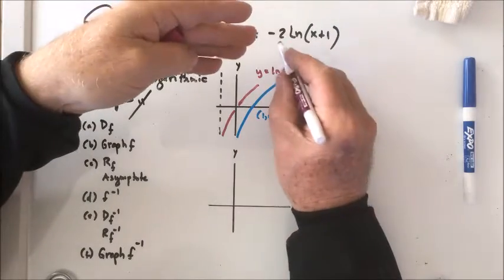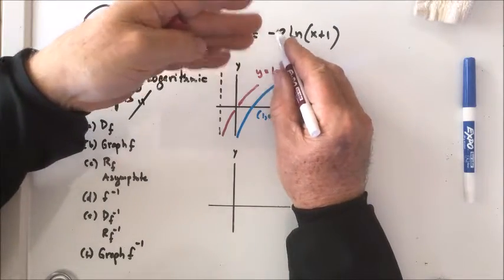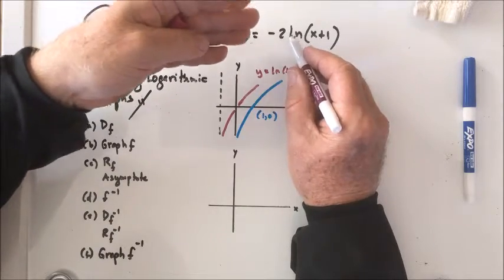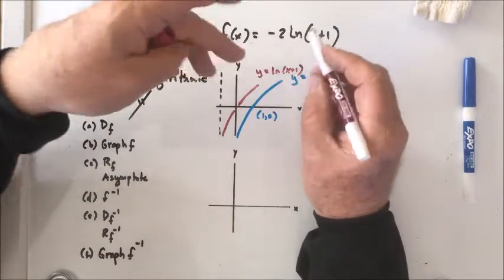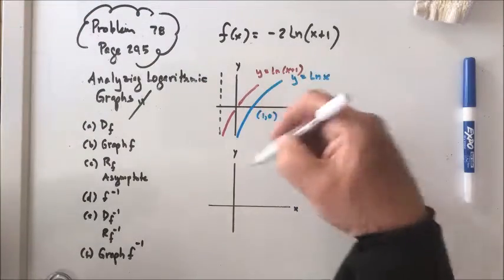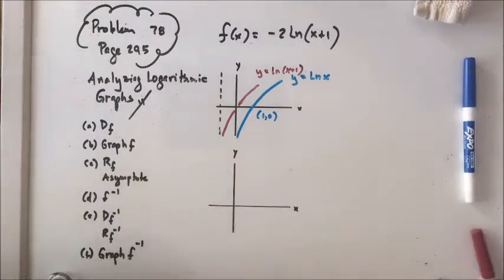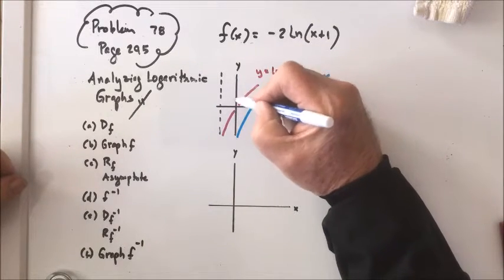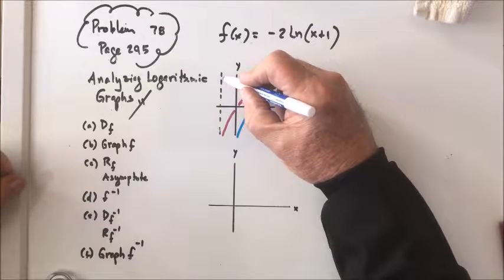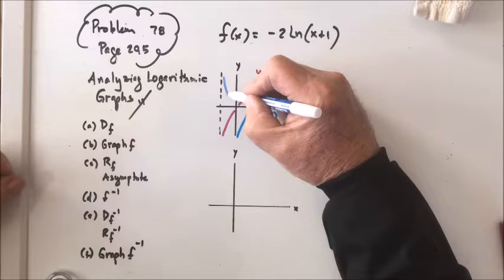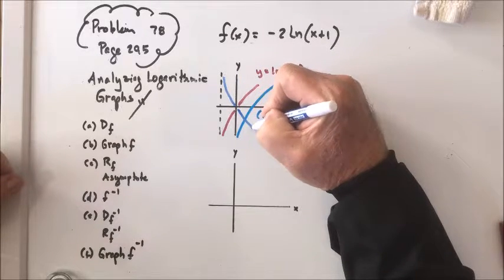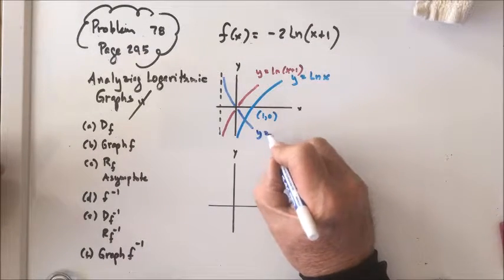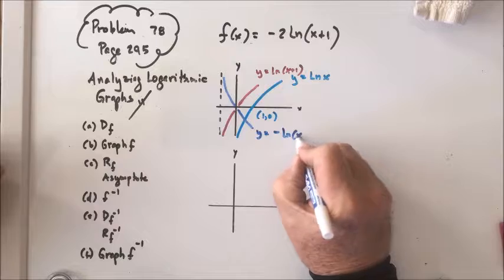Great. Next step, let's introduce minus natural log of x plus 1. That takes this function and just flips it around the x-axis. So when I do that, I'm going to just try to draw this same thing here like this. This is y is equal to minus the natural log of x plus 1.